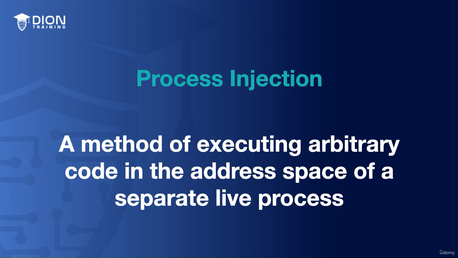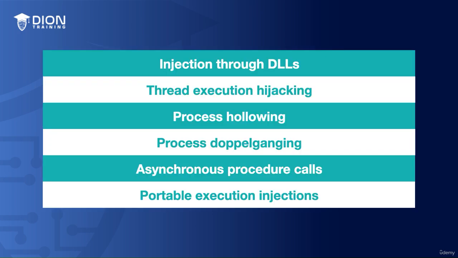Now, there are many different ways to inject code into a process. Many of these will abuse legitimate functionalities as well. This includes injection through DLLs, thread execution hijacking, process hollowing, process doppelganging, asynchronous procedure calls, and portable execution injections.